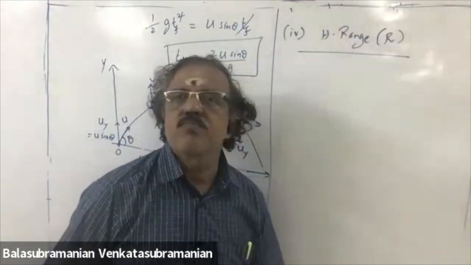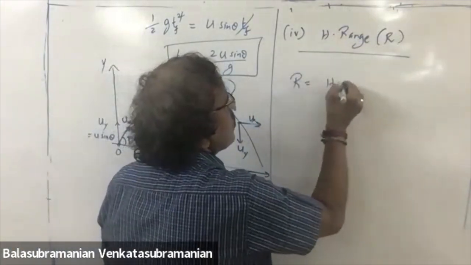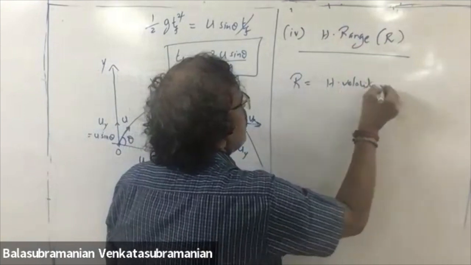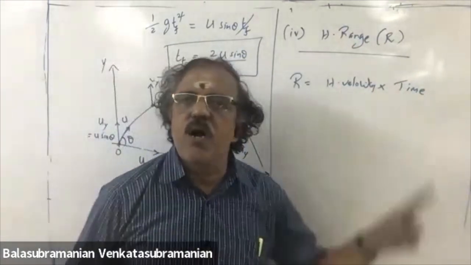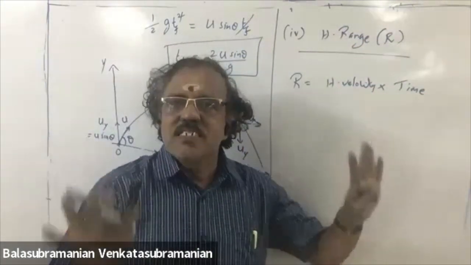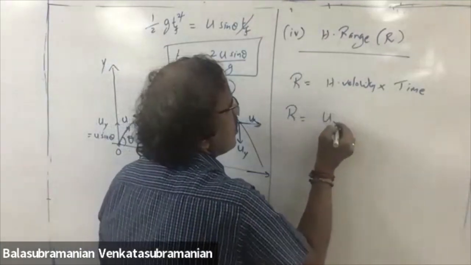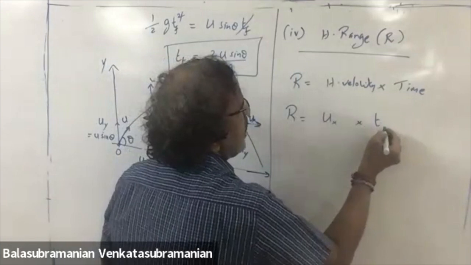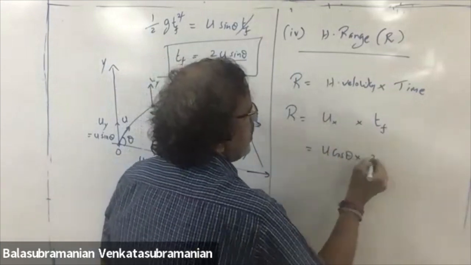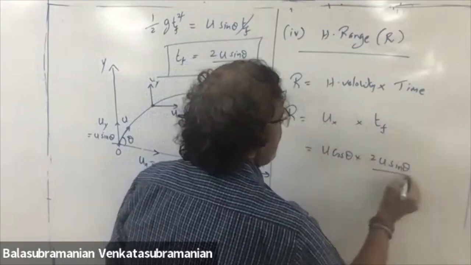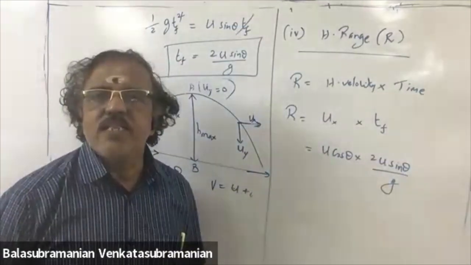Next, horizontal range R. Horizontal range means horizontal velocity into time of flight. Already we know, body projected from top of the building, we have discussed. Same. R is equal to horizontal velocity is ux, time of flight is tf. U cos theta into 2u sin theta by g.